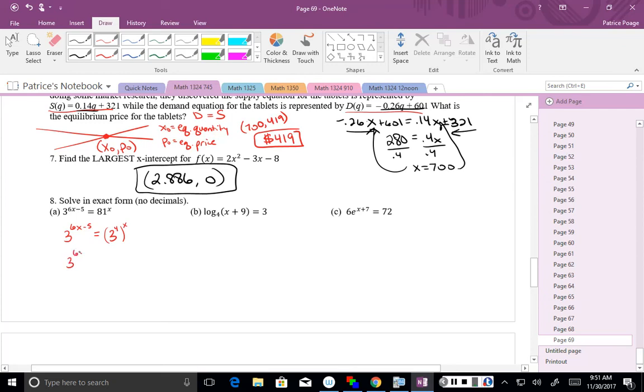Power to a power, you multiply. So this will be 3 to the 4x. Since they both have a base of 3, then I can just set the exponents equal to each other. Subtract that one over, and I get 2x, and add that one over, I get 5. So I get x equals 5 halves.